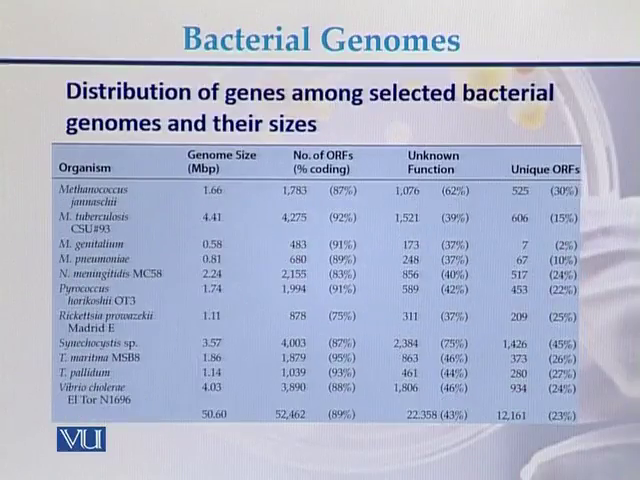Another example about the distribution of genes among selected bacterial genomes and their size. Here we can see that in the first example, the coding DNA sequence is 87%, and the maximum can be up to 95%, then 89%. So this is the second example where we have seen the size of the genomes, the number of genes, and the percentage of the genome which is coding for either RNA genes or polypeptide producing genes.